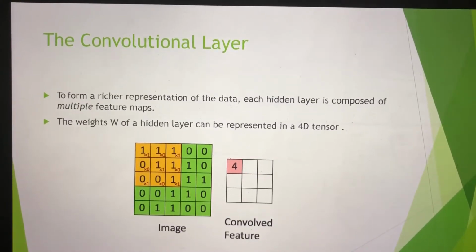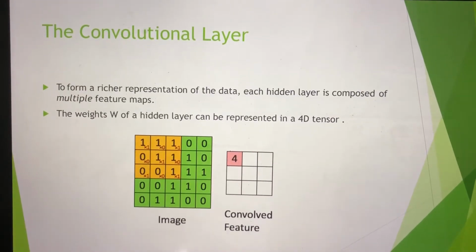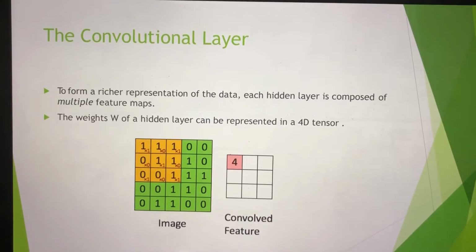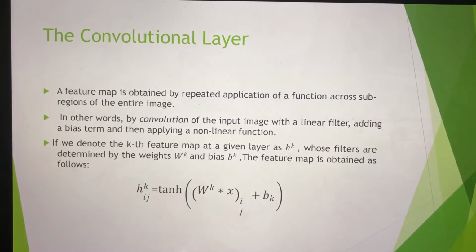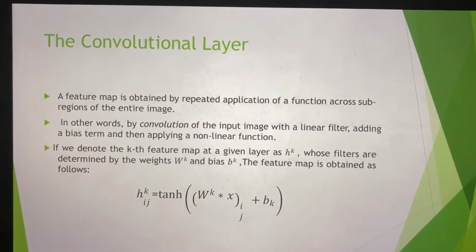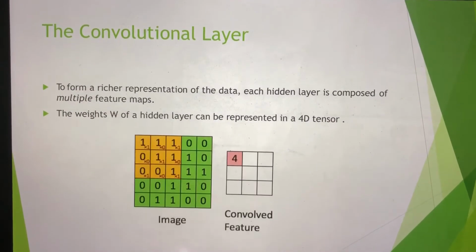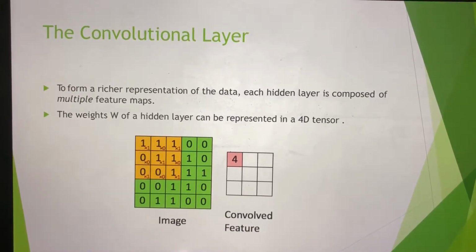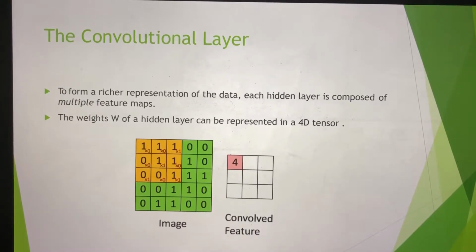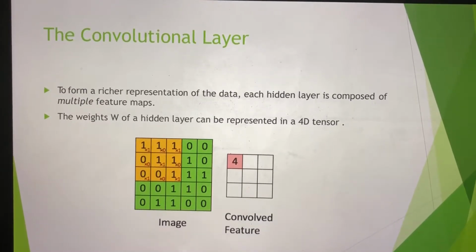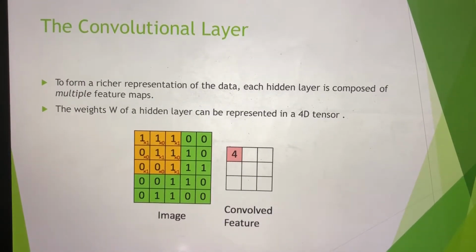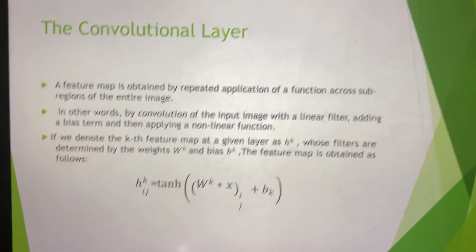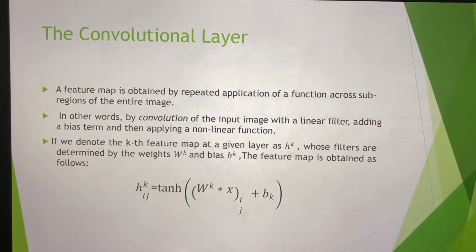The feature map is the result of the convolution operation. And in this neural network, the weight W of a hidden layer can be represented as a 4D tensor. This is a concept we'll talk about later. And following that, the feature map is obtained by the repeated application of the function across the subregions of the entire image. So in this case, we start at the top left corner. After this calculation, we got the result 4, and then we move it to the right and right until the end, and then we move it down a little and do the same all over again until we get the full image covered.